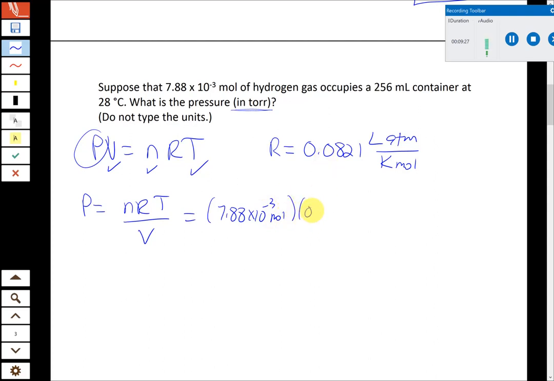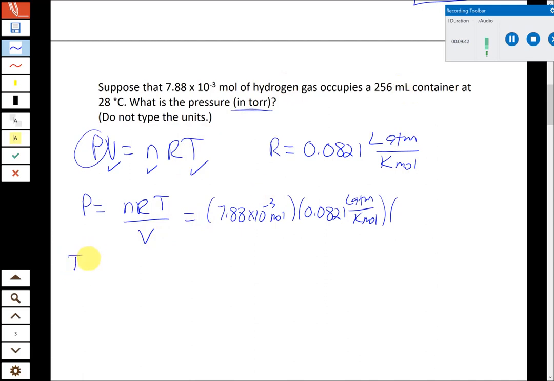R is the constant, so that's going to stay the same. This is on your periodic table, so you don't have to learn it, but you will learn it if you use it enough. And then here, though, we have to put temperature into Kelvin and volume into liters, neither of those being true.